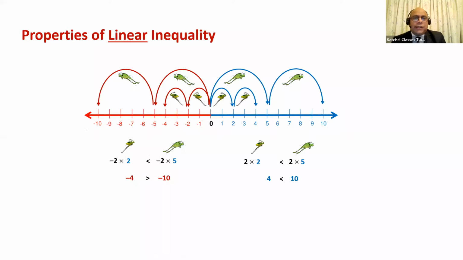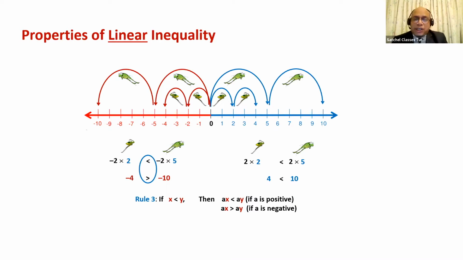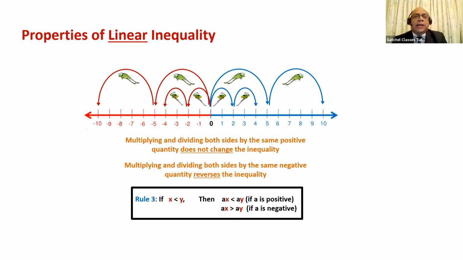So how do we define this rule then? If x is smaller than y, then ax will be smaller than ay provided a is positive, which means multiplying by a positive number doesn't change the inequality, whereas ax will be greater than ay if a is negative. If I multiply both sides by a negative number, then the inequality between them will reverse. So multiplying and dividing both sides by the same positive quantity does not change the inequality. However, multiplying and dividing both sides by the same negative quantity reverses the inequality. Make a note of that. If I multiply or divide by a negative quantity, the inequality reverses.